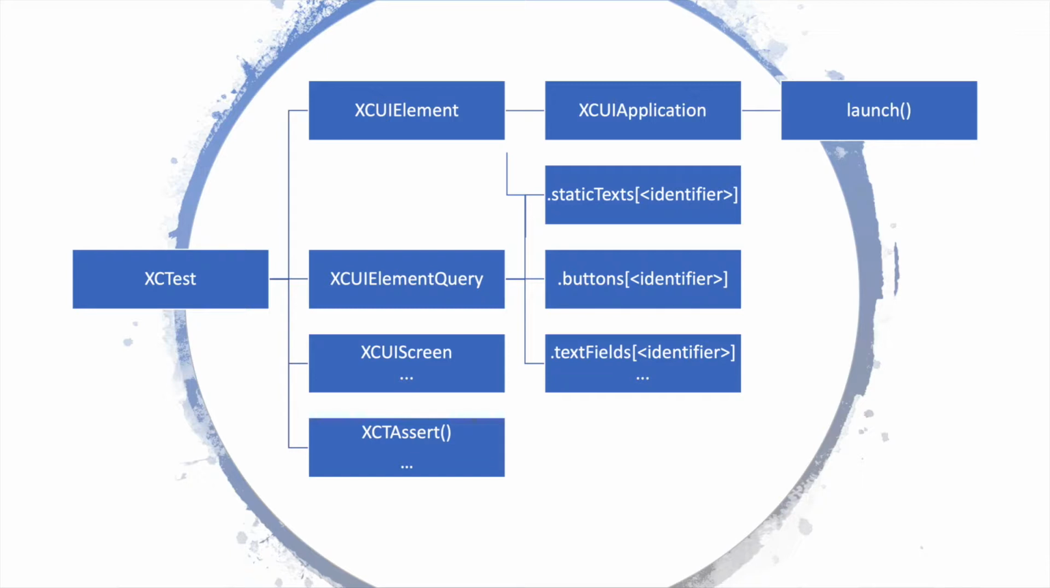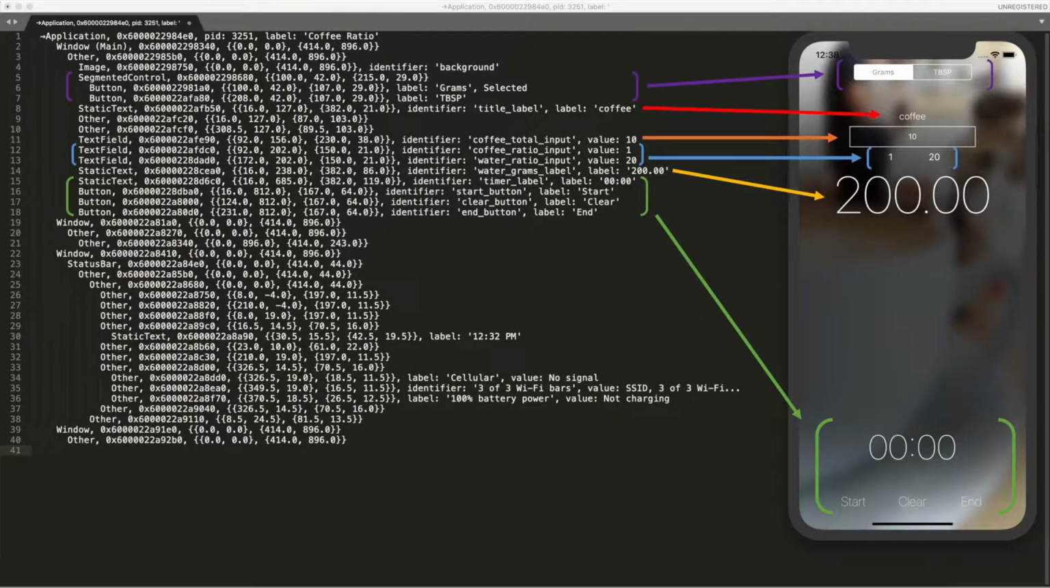Cool. So let's have a look at what XCTest sees when we load up an application. Here what we have is what's called the accessibility hierarchy, and this is what XCTest uses in order to identify elements on a particular page in an app.